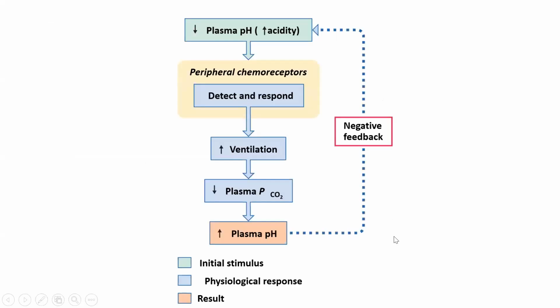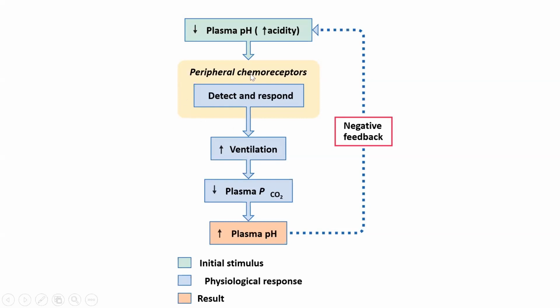And this is a flow chart that kind of goes through an example of that. So this is looking at a decrease in plasma pH or an acidotic state as the main stimulus here. And that is going to trigger our peripheral chemoreceptors. So remember, chemoreceptors are receptors in our blood that are detecting the level of chemicals. And so they're detecting the level of acidity, of hydrogen ions.